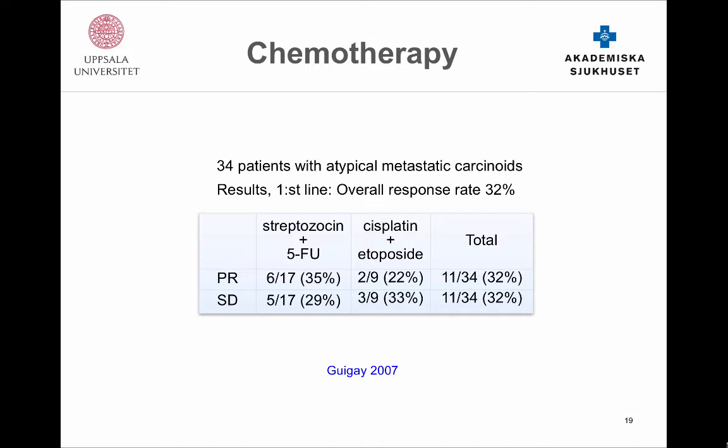If you look at other chemotherapy studies, this is also a rather small group, 34 patients with atypical carcinoids, so the more aggressive type. They selected for either streptozotocin plus 5-fluorouracil or cisplatin plus etoposide. And you can see a rather good response rate, with partial remission in around 35%. So it seems to work also in high-grade tumors.